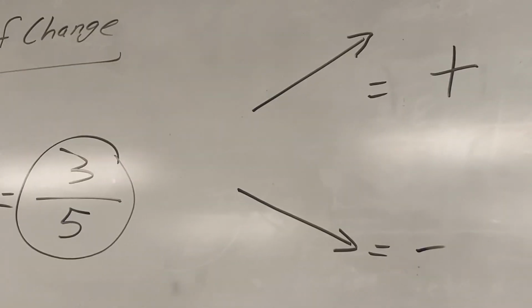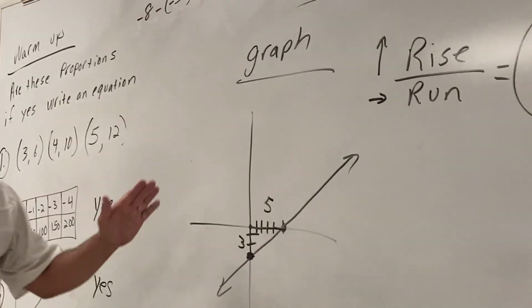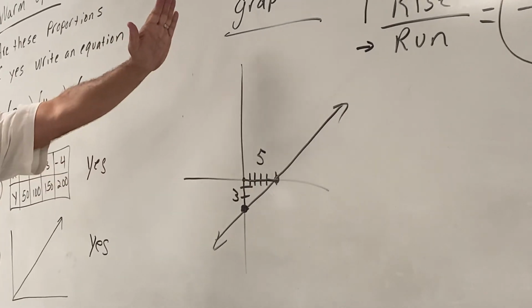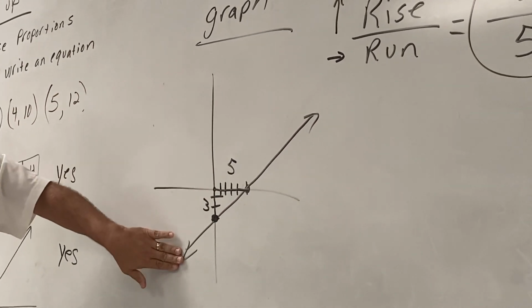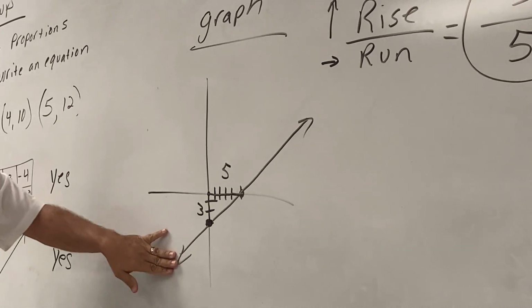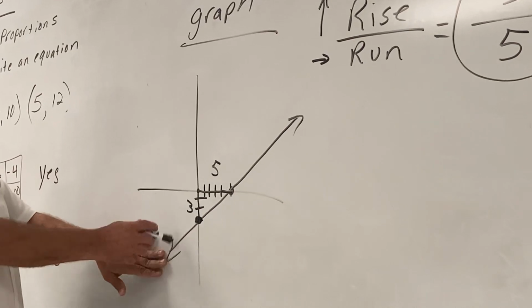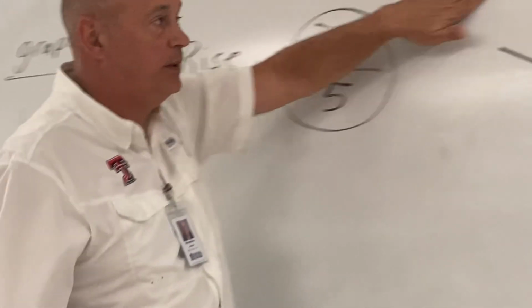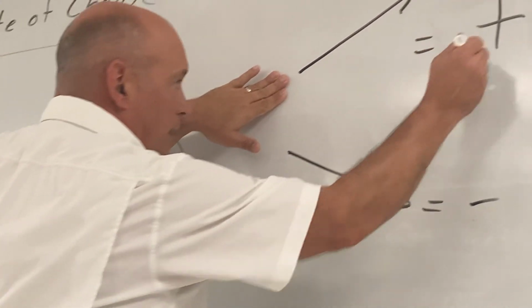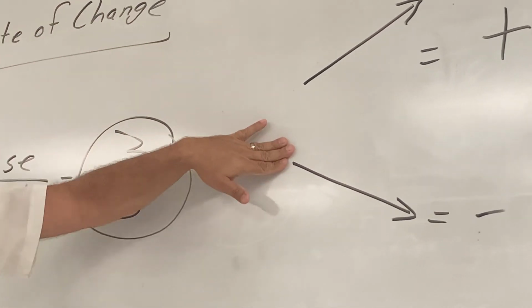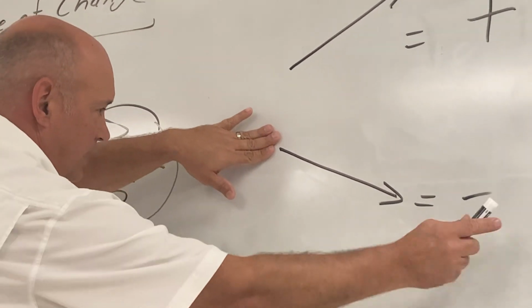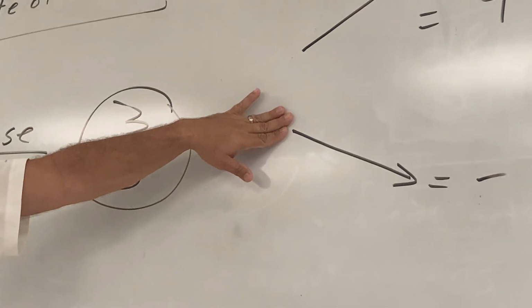And we read a line just like we read a book. When we're reading a book, don't we go left to right? So if I put my finger on the left side of this graph, which direction is it going? Is it going up or is it going down? That's going up. Any graph that goes up has to be a positive. Any graph that goes down has to be a negative. We put our finger on the left side of the graph every time.